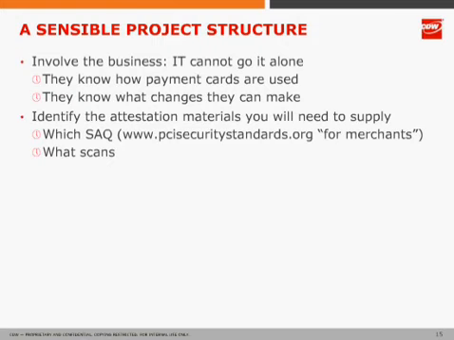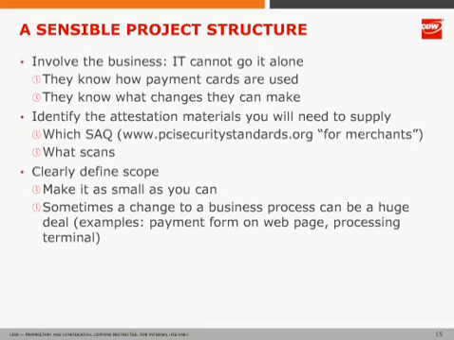And then the next thing that you're going to have to supply is the quarterly external scans. My advice is leave the scanning to the end. That's the easy part. Focus on scope and the hard parts of the PCI DSS first. So you're going to next clearly define scope, right? Make it as small as you can. Keep in mind that making a change to a business process might be a huge savings.